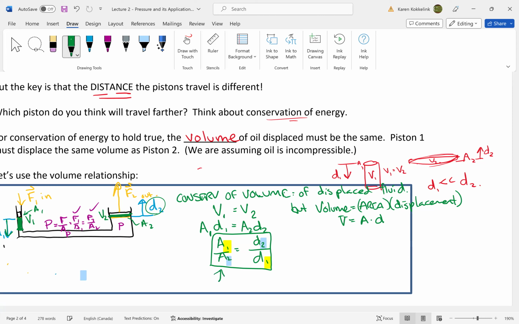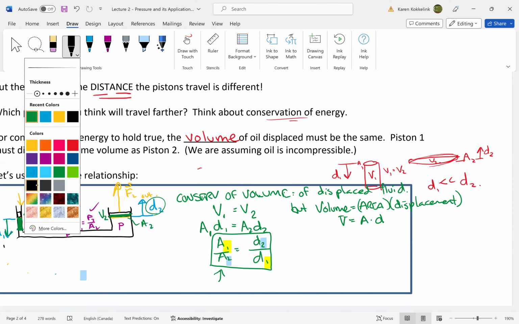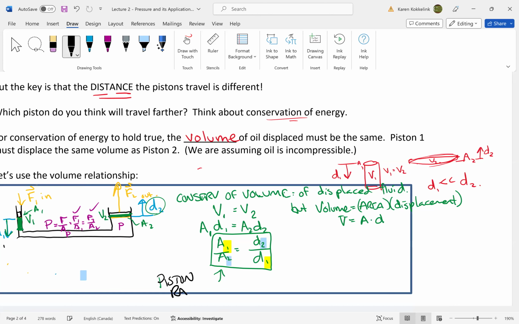So this here is called the piston ratio. Same piston ratio we had above. That's the ratio of the areas. Same piston ratio that we have above. And this is called the stroke ratio.